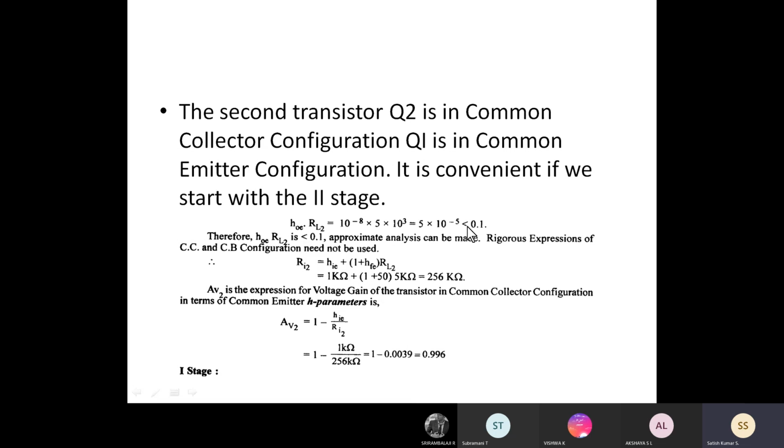Is less than 0.1. So when you substitute this, you will get the value of nearly 256 kilo.